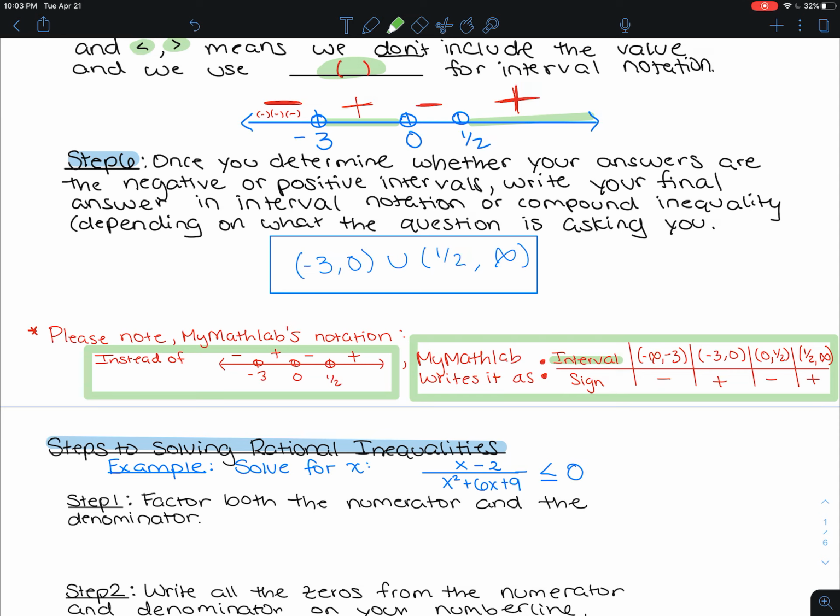Okay, so the first interval was from negative infinity to negative 3. The second one was from negative 3 to 0. The third one from 0 to a half. And the fourth one, a half to infinity. And then they write the signs right underneath, which if you look at my number line, I just write them on top. But it's the same concept. Okay, just wanted to make sure you knew that. I mean, we still have these same answers. We are still shading the positives. These are our answers, the positive ones.